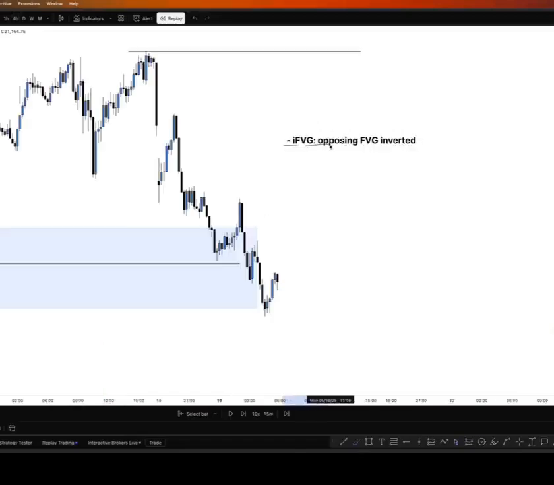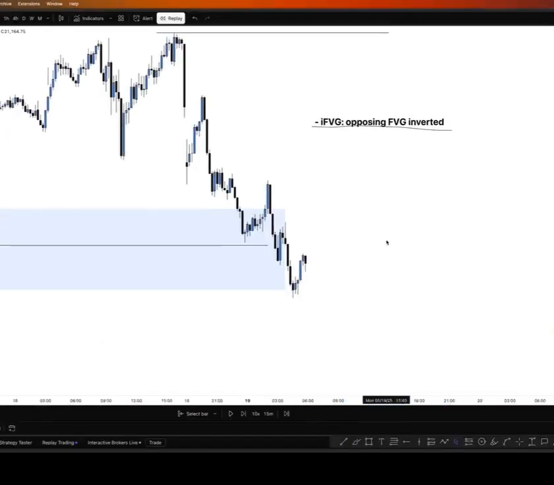So the first entry model we're going to talk about is the inverted fair value gap. Once the market has hit into a key level on your higher time frame, like we have here, what you want to watch for is fair value gaps going down into the level.